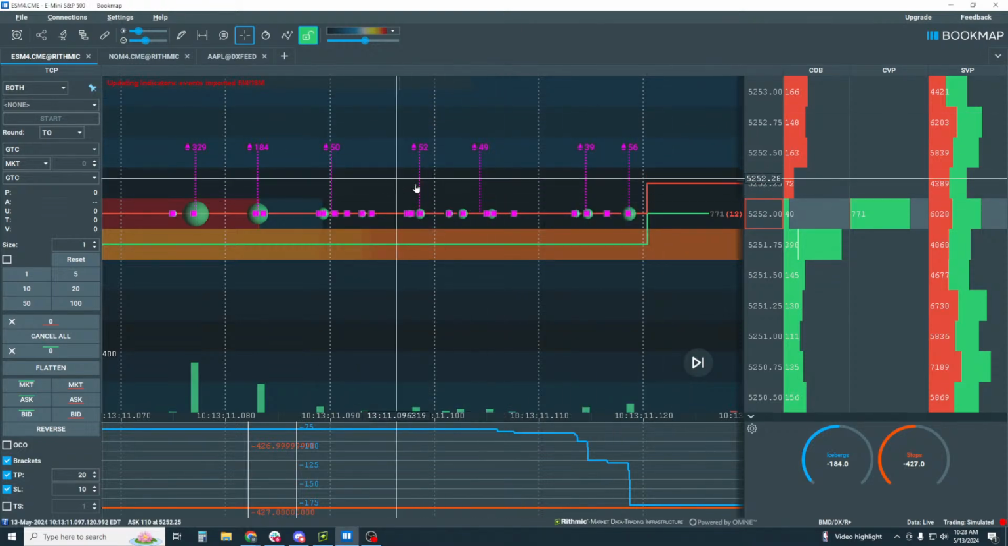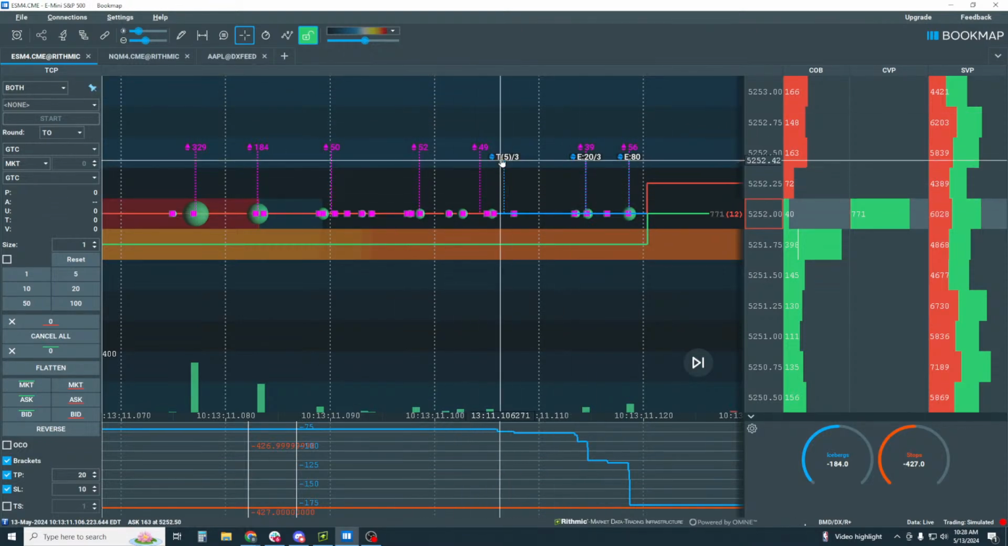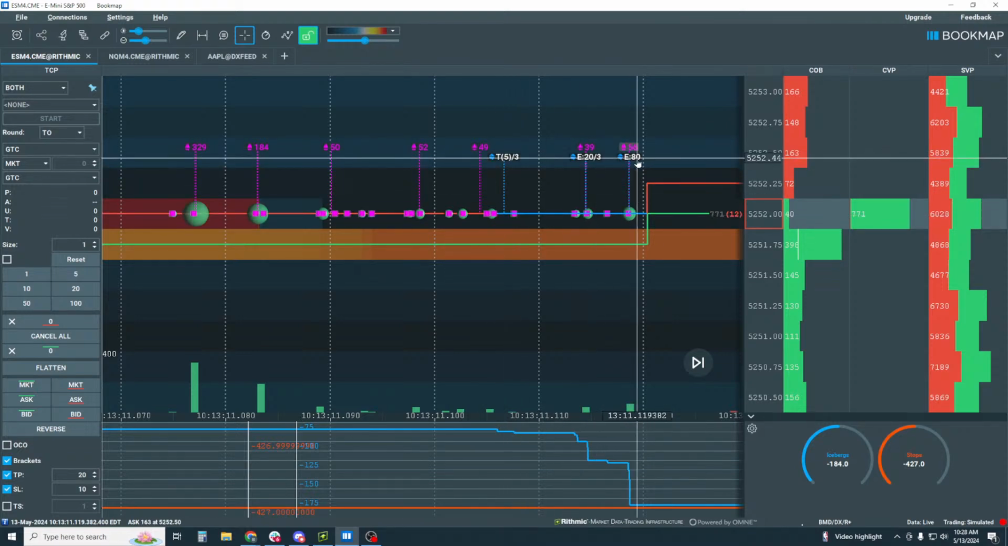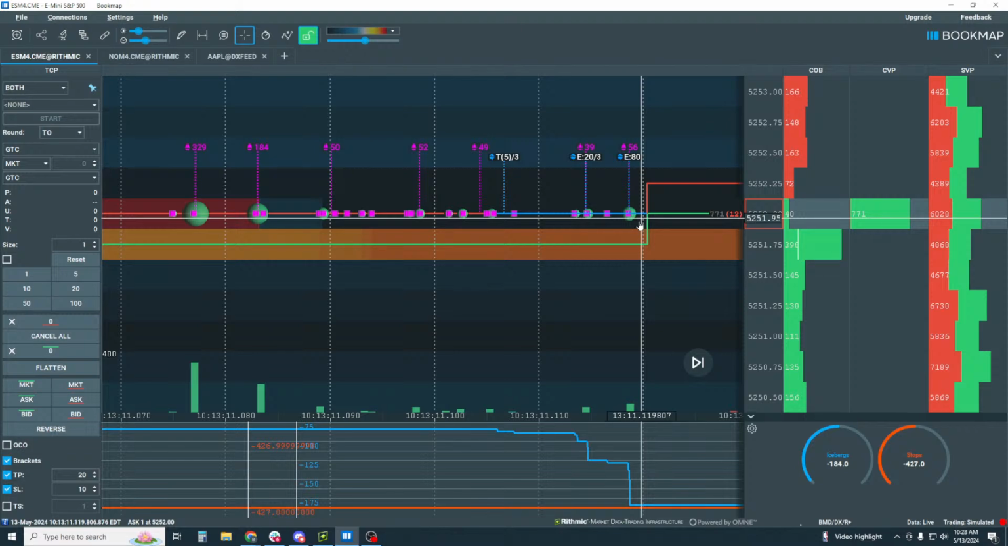Did I answer all your questions, Rocco? See, look, this is where it started to transact right in here. You can see the blue line, and it was for 80. Okay, 80 contracts.